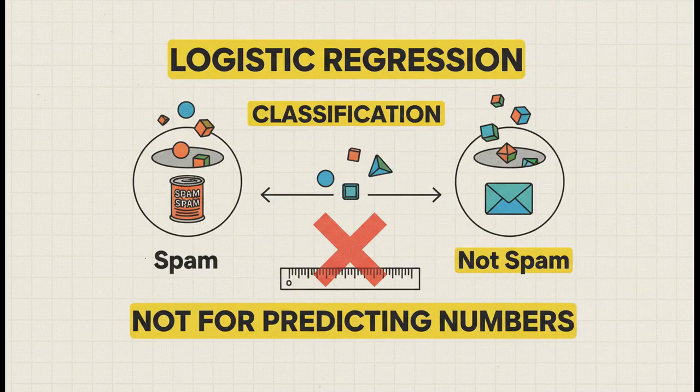Oh, and here's a quick bonus tip, because this one trips everybody up at first. You're going to hear the term logistic regression. Now, despite having regression in the name, it's not for predicting numbers. It's actually used for classification, for choosing between categories. Like deciding if an email is spam or not spam. It's a totally different beast. So just a good little fact to keep in your back pocket.